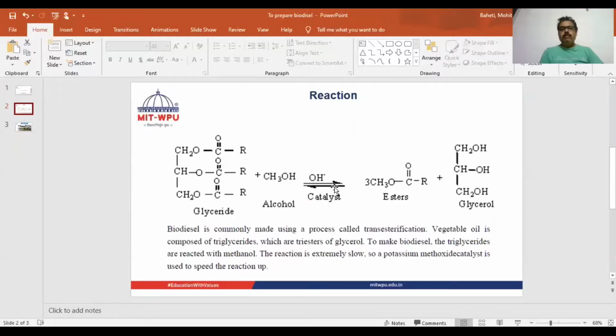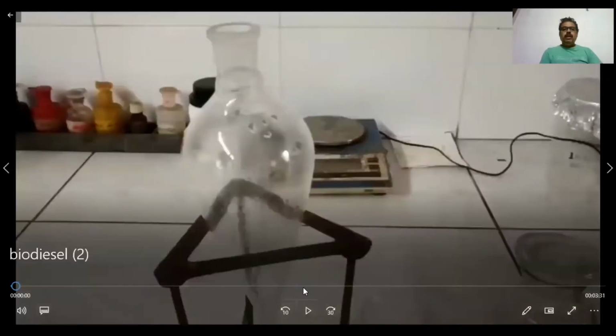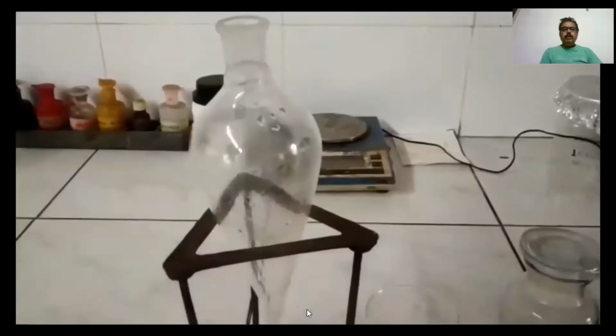Potassium hydroxide can be added in it to speed up the reaction, and it results in the formation of biodiesel and glycerol. So we see the demo of how biodiesel is prepared.